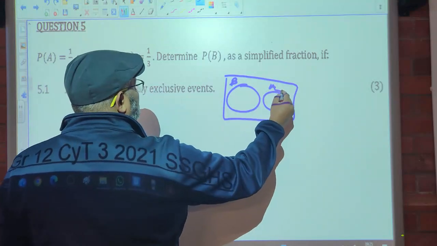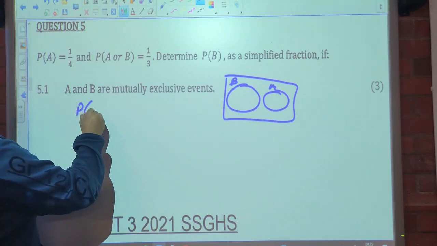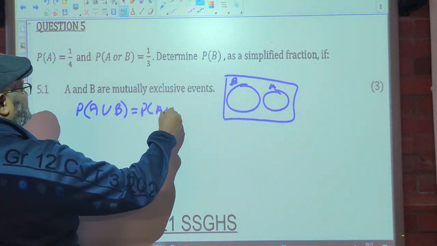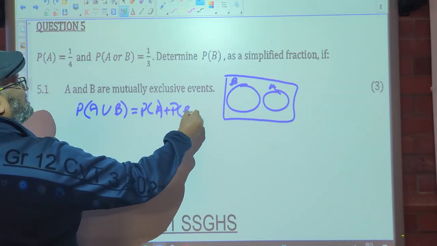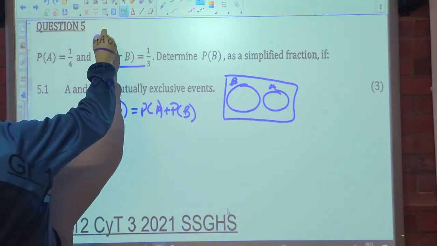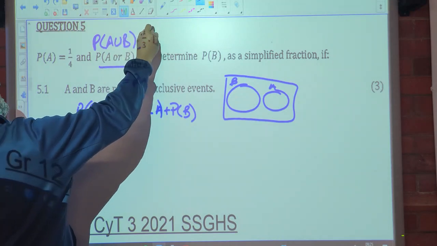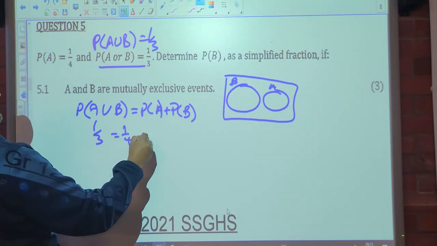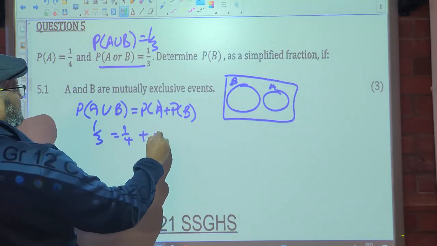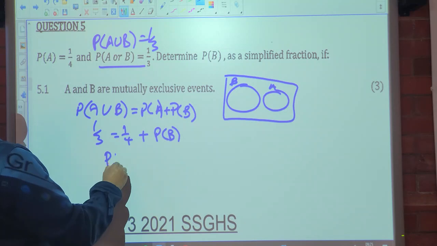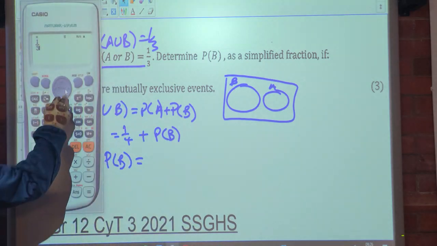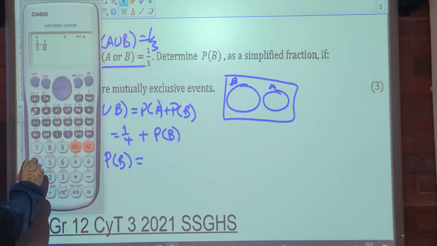The probability of A union B is equal to the probability of A plus the probability of B. Why am I going with that? Because probability of A or B is given to be a third. So it's going to be a third is equal to probability of A, which is a quarter, plus probability of B. What they want you to calculate. So the probability of B is simply a third minus a quarter. Gives you 1 over 12.